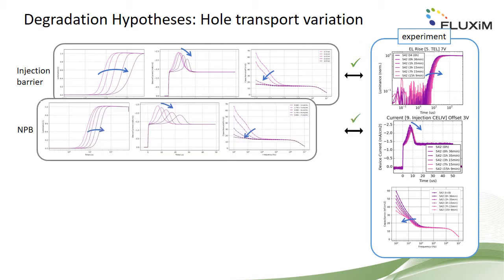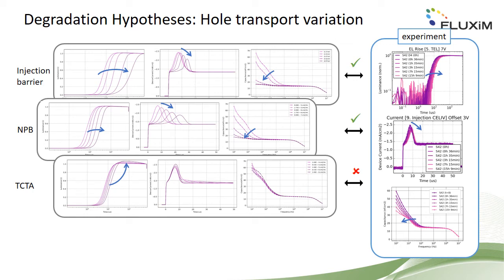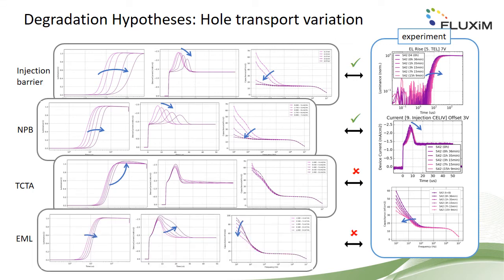The same applies to the NPB hole mobility. Also here the changes in simulation are qualitatively similar with the experiments. However, a change in the TCTA or in the EML hole mobility can be excluded, as those would result in a different transient EL or CELIV change, respectively.